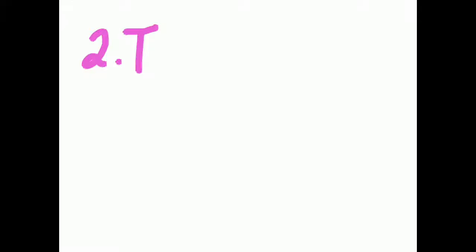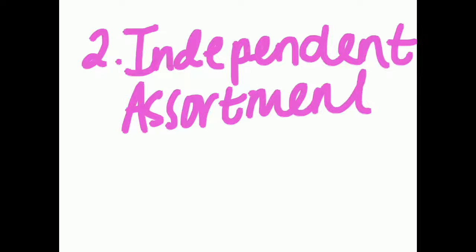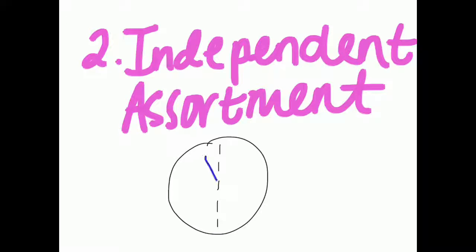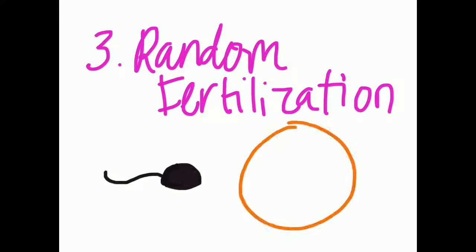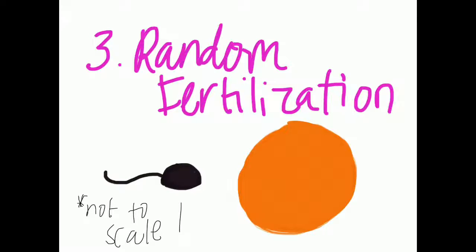The law of independent assortment says that different alleles will sort independently of each other. There are 1 out of 8.4 million possible chromosome combinations, and random fertilization is when one random sperm penetrates an egg. There are 70 trillion diploid combinations that can come from this.